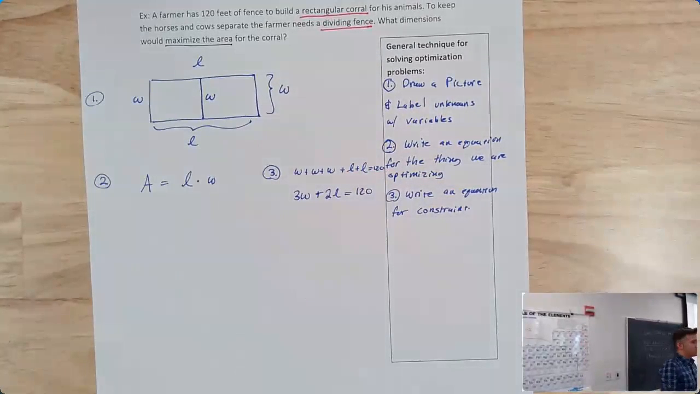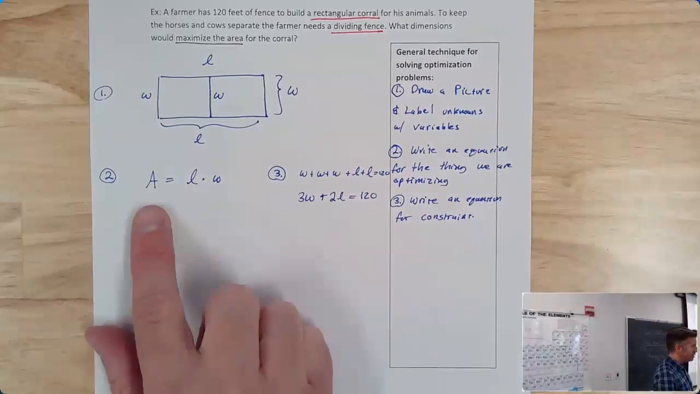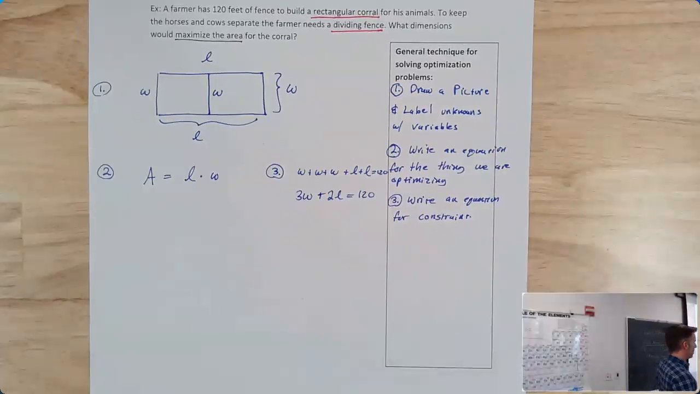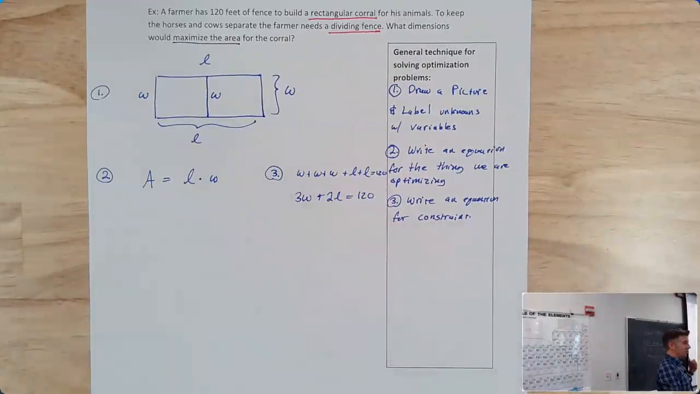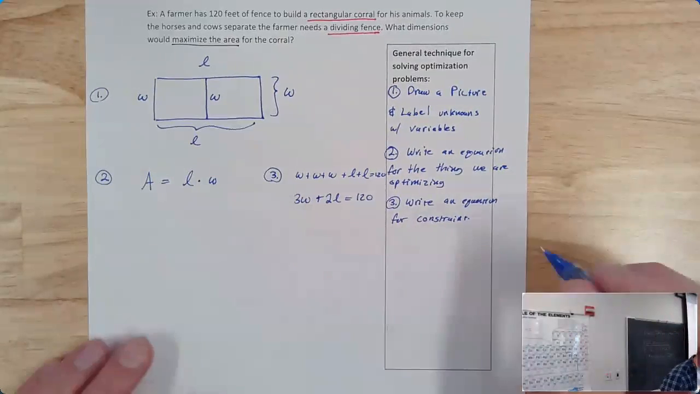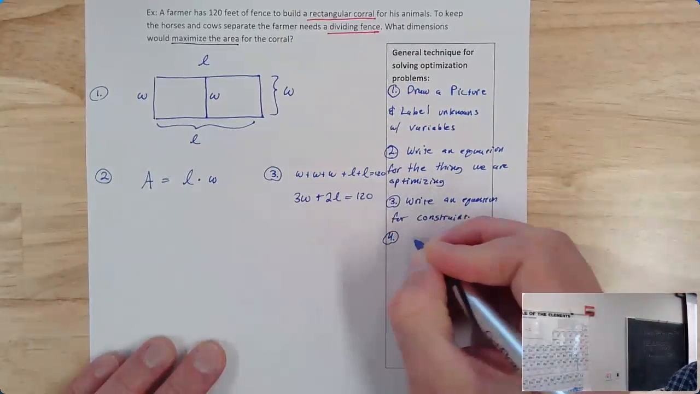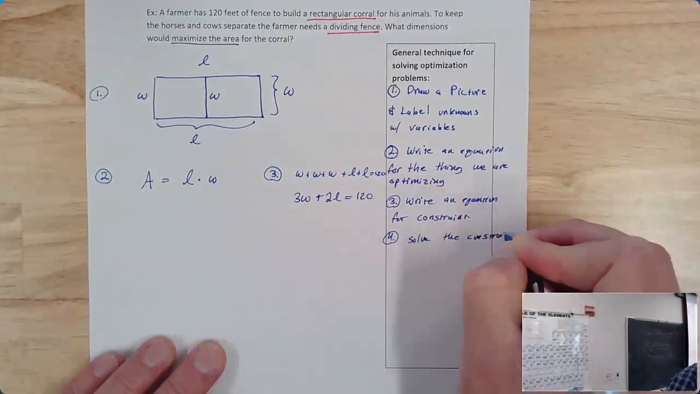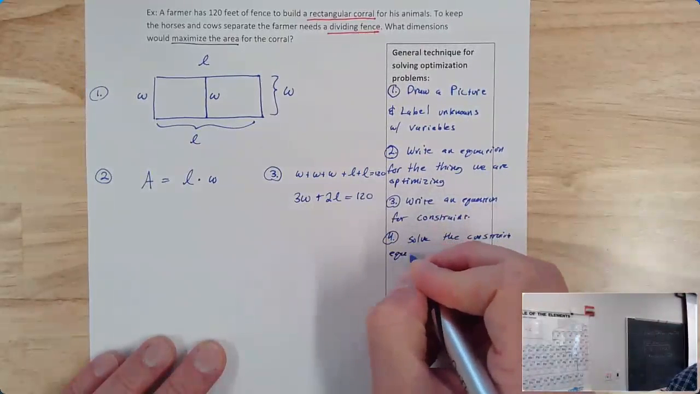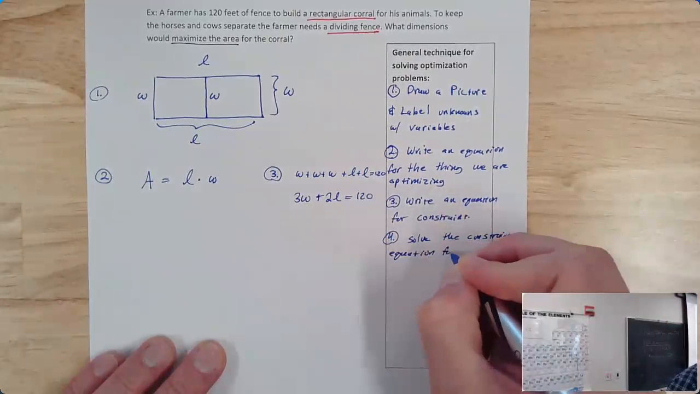Something to take note of when you're doing problems like this is that the thing you want to optimize is never going to equal a number. It's going to be something, and then we're going to try to find out what maximizes it. On the other hand, the constraint is usually going to be equal to some number, because you are limited in how much material or space or whatever you have. Then we're going to solve the constraint equation for one of your variables.